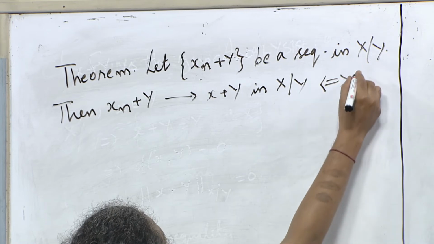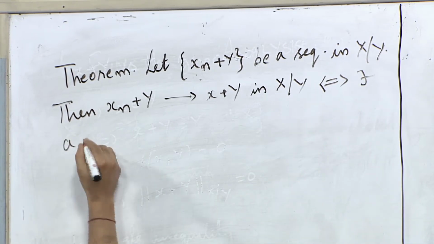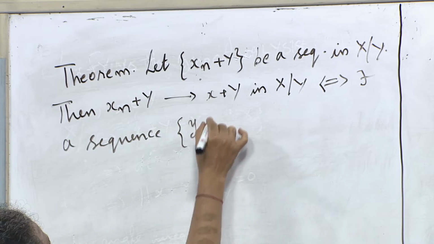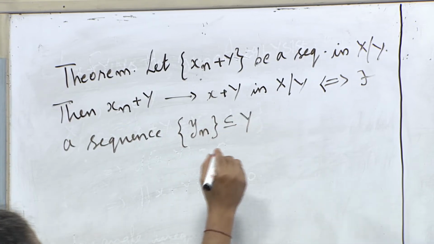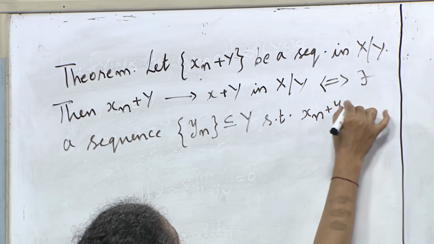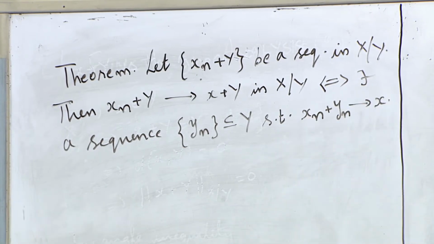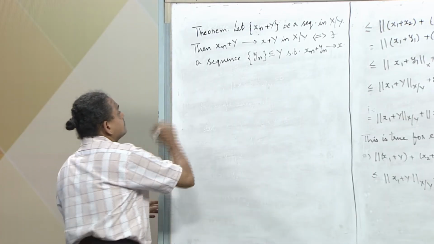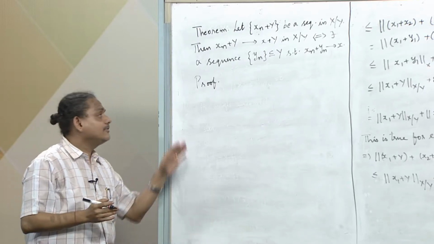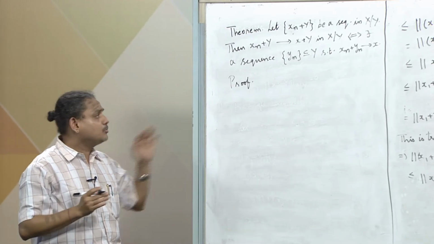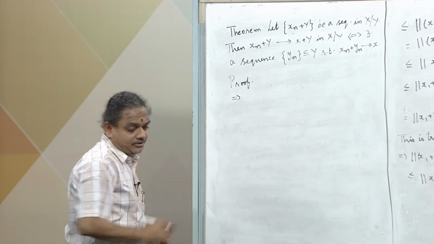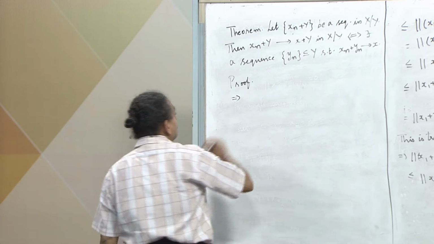Well, this convergence is in x mod y, if and only if there exists a sequence yn contained in y such that xn plus yn converges to x, right. So, this is the main theorem. The proof is not a difficult one. We are going to make use of the standard proofs, all the standard tricks which are in fact known to you, you are going to make use of it, right. Let us do the forward part.